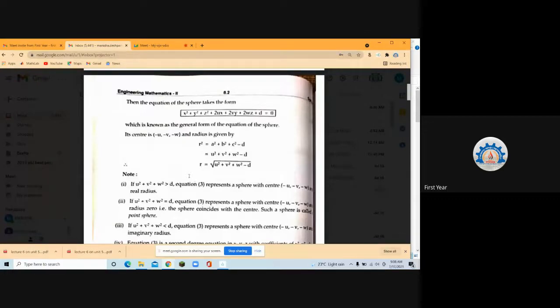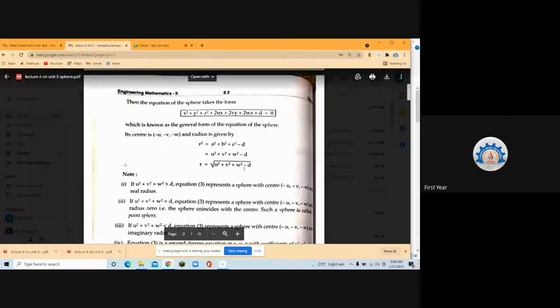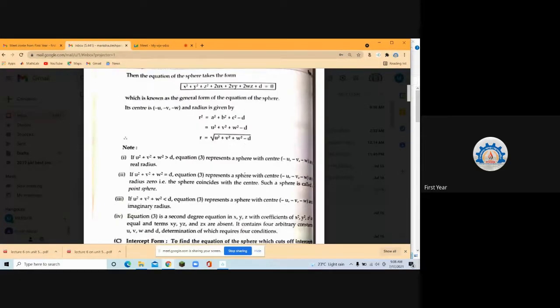So if I want the radius to be a real number, then I want u square plus v square plus w square to be greater than d, which will give me a real sphere. If it is equal to d, then it will give me radius 0. What do you think radius equal to 0 means? Origin. Point circle. Yes, that means point circle, point sphere.